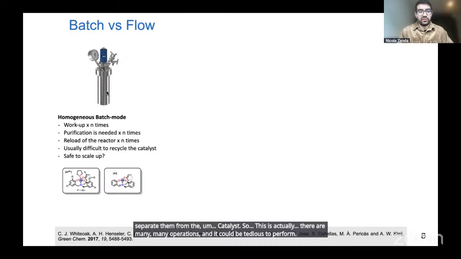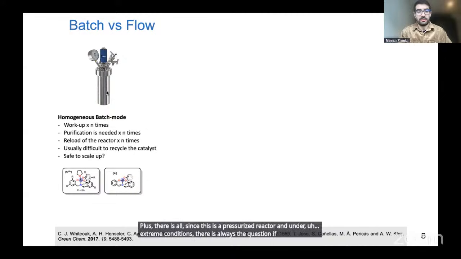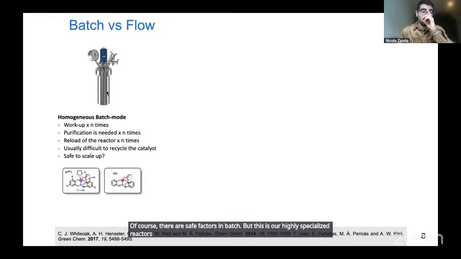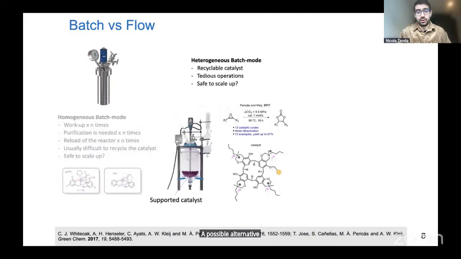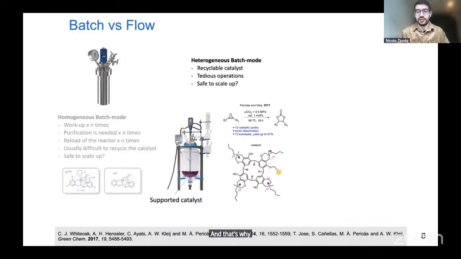Plus, since this is a pressurized reactor under extreme conditions, there is always the question of whether this is safe to scale up. Of course, there are safe reactors in batch, but these are highly specialized reactors, and they will probably also be expensive. A possible alternative, at least from the operation side, was to use the heterogeneous organocatalyst, and that's why we actually started developing them.